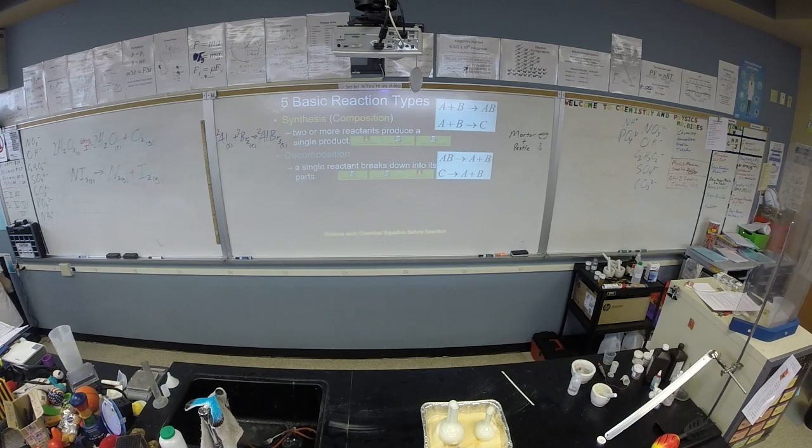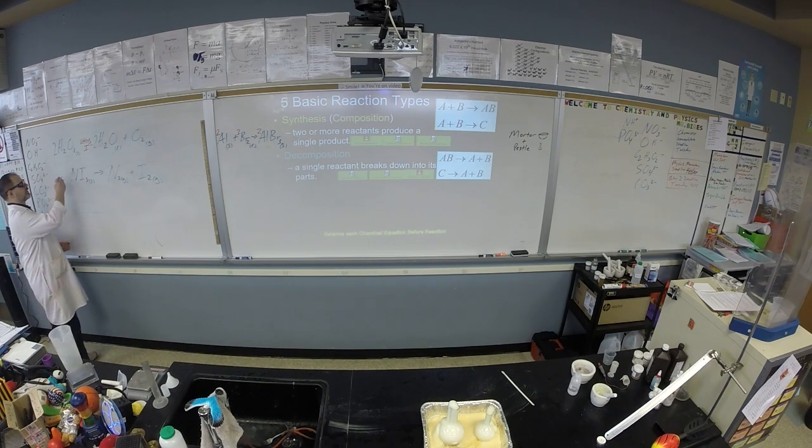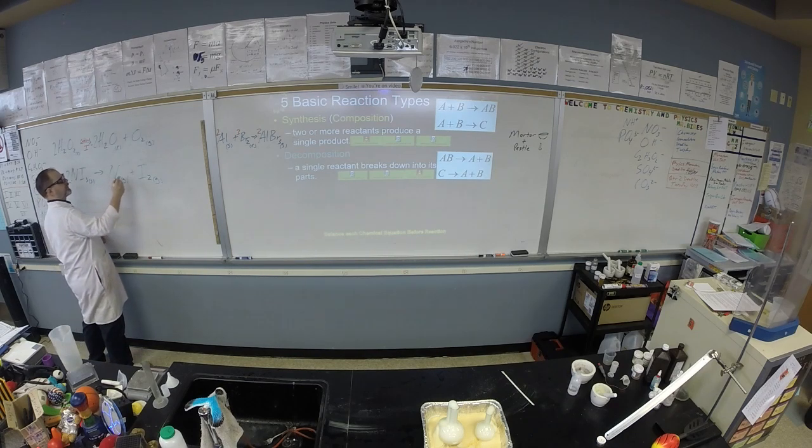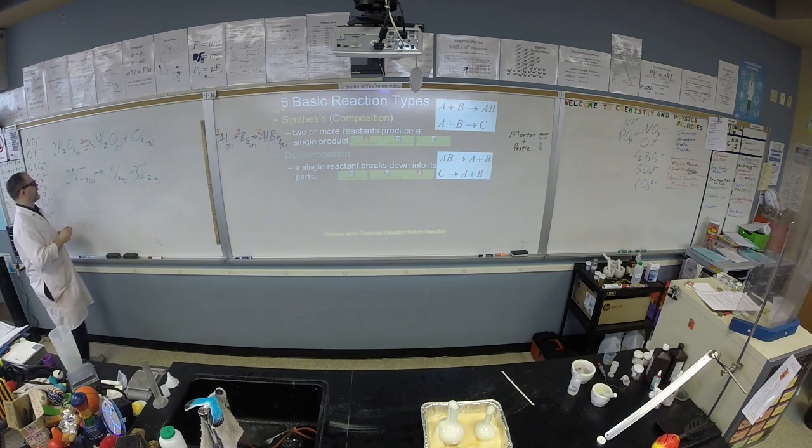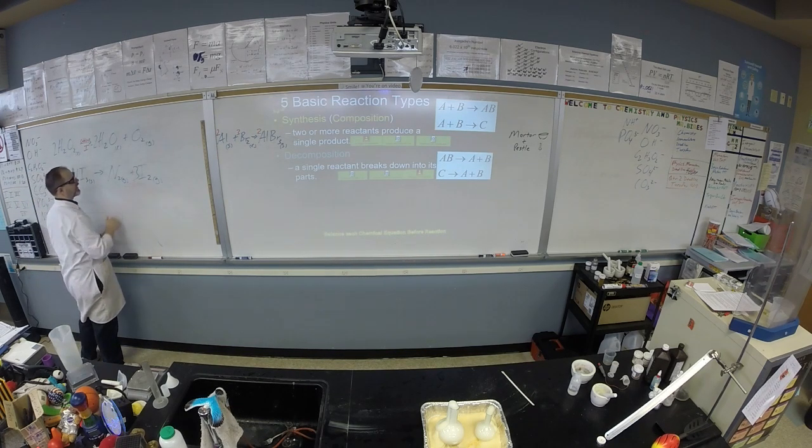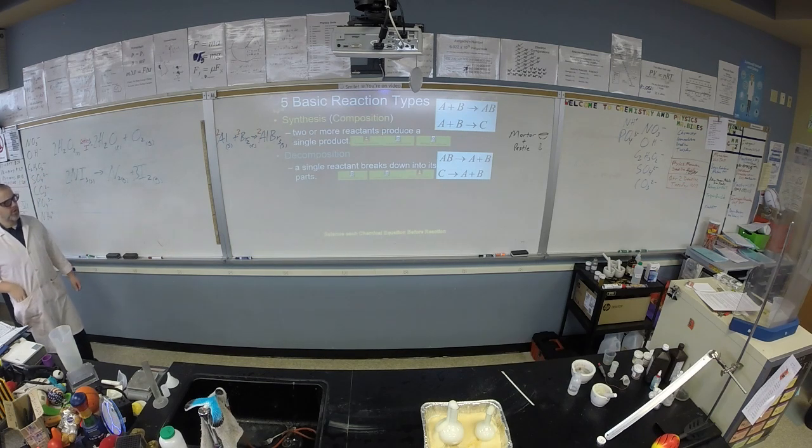Okay, so Devin, how did you balance this? Hey guys, I want to hear Devin's response, but I can't hear you if you're talking. Continue. 2 and 3, and then 3 in front of 2 iodines? Yeah. So let's check. 2 nitrogens, 6 iodines, 6 iodines. Sounds pretty good.